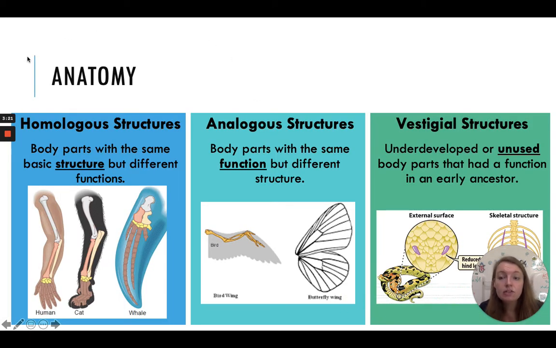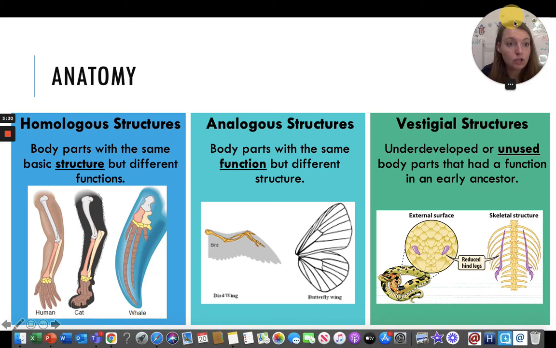All right. So now let's move to anatomy, another discipline. Here we're looking at the physical structures in bodies. That's what we're talking about when we're looking at anatomy. So first we're going to start with homologous structures. This word has the root homo in it. Homo means same, all right? So these are body parts with the same basic structure but different functions. So homo, same. Same structure, but they do different jobs.